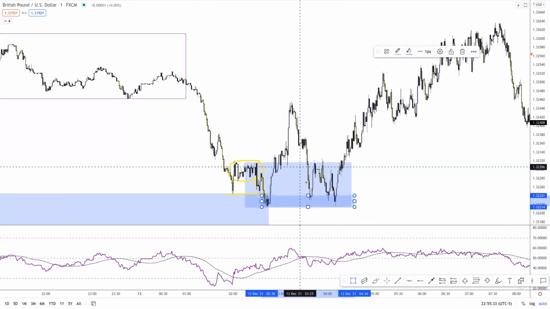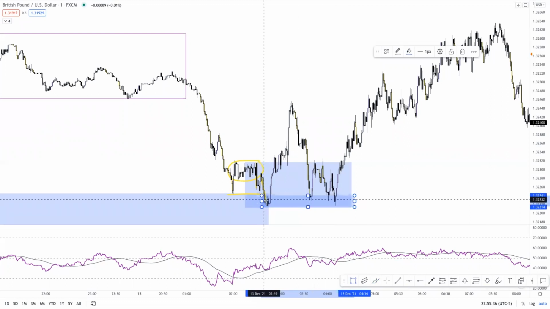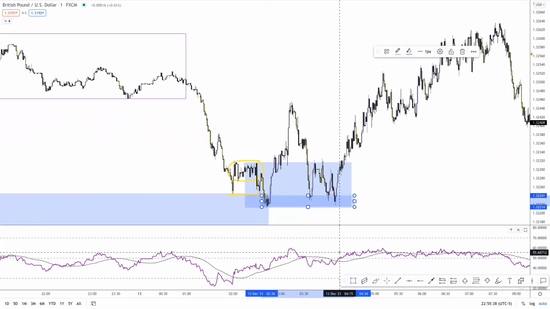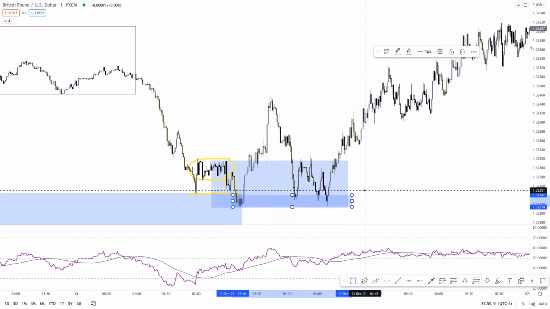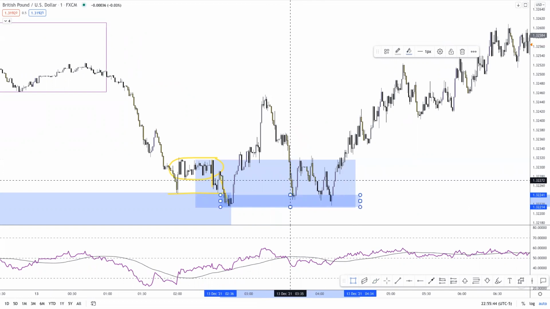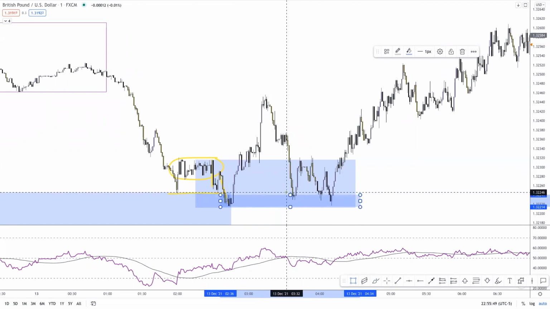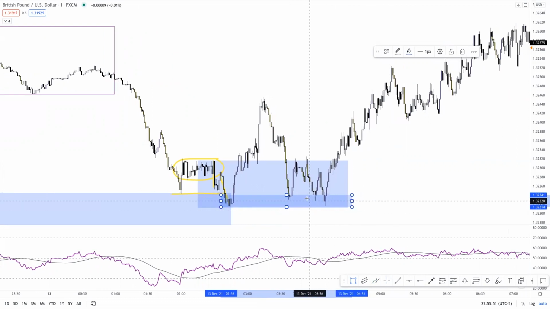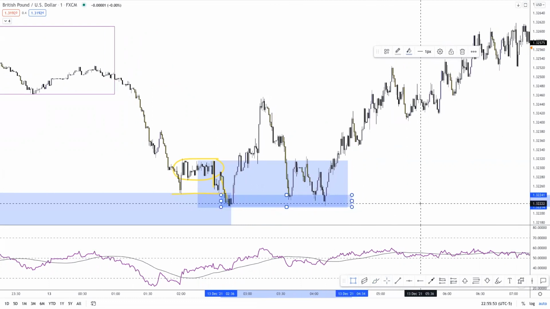So we will not be taking positions unless price has come all the way down to this point. Now, am I going to be taking instant entries here? No. Am I going to be taking instant entries here? No. Am I going to be taking instant entries here? Absolutely.